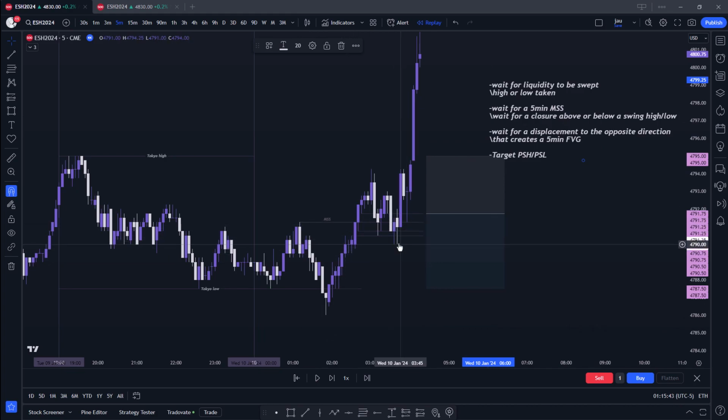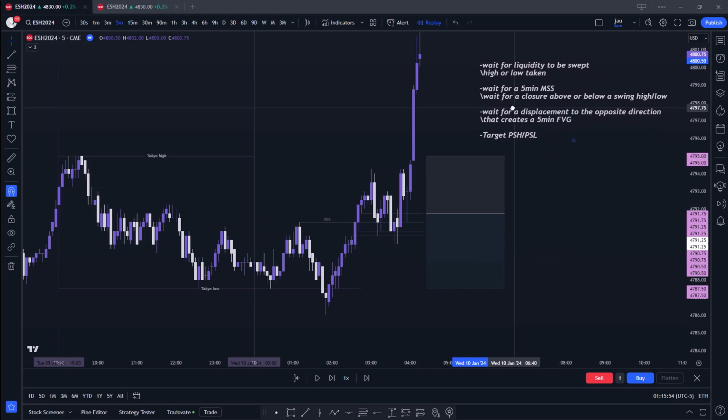It's also the case with the opposite direction, which I will show in a second. But for now, we have this checklist to go through. Then wait for displacement to the opposite direction, 5 minutes fair value gap. In this case, we had 2 of them, and I would have taken both. To be honest, if it was me, I would have taken both of them, with my stop loss being at the Tokyo low.